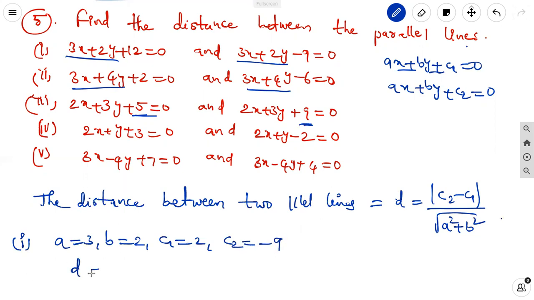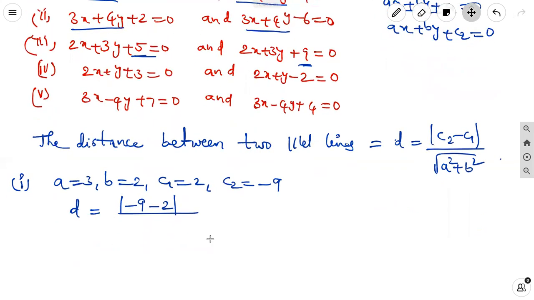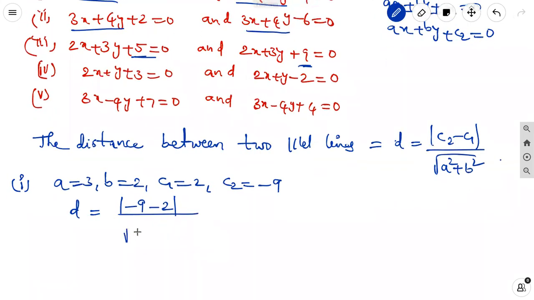So in this, distance d equal to modulus of minus 9 minus 2 by under root of 3 square plus 2 square. It is equal to modulus minus 11 by under root of 3 threes are 9 plus 2 twos are 4. So 11 by root 13 is the distance.